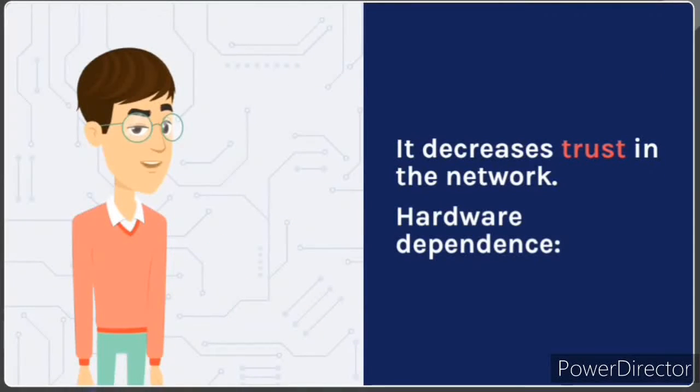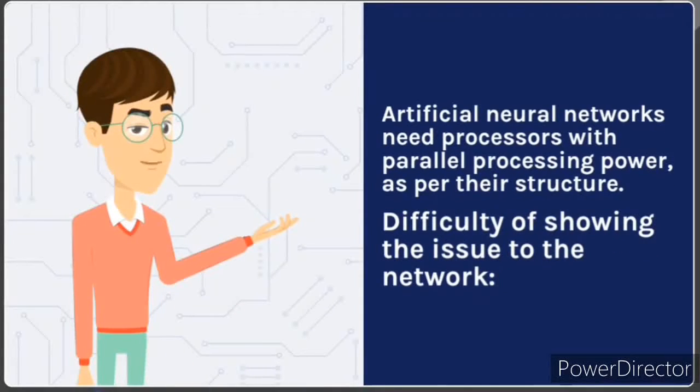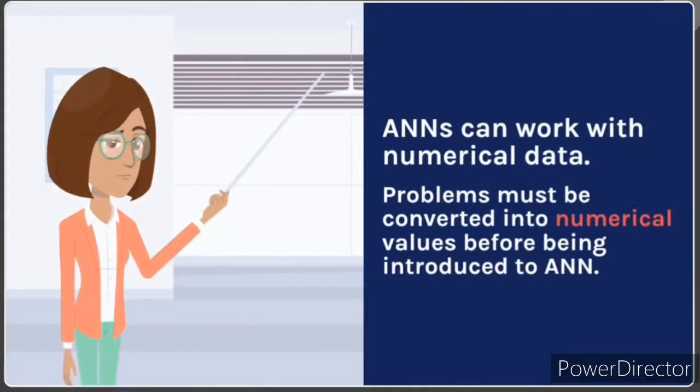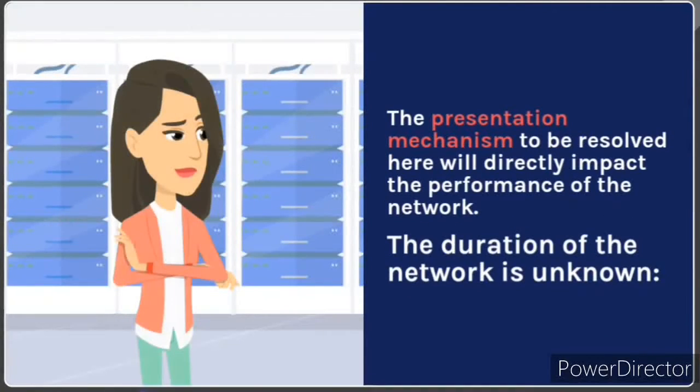Hardware dependence. Artificial neural networks need processors with parallel processing power, as per their structure. Difficulty of showing the issue to the network. ANNs can work with numerical data. Problems must be converted into numerical values before being introduced to ANN. The presentation mechanism to be resolved here will directly impact the performance of the network. The duration of the network is unknown.